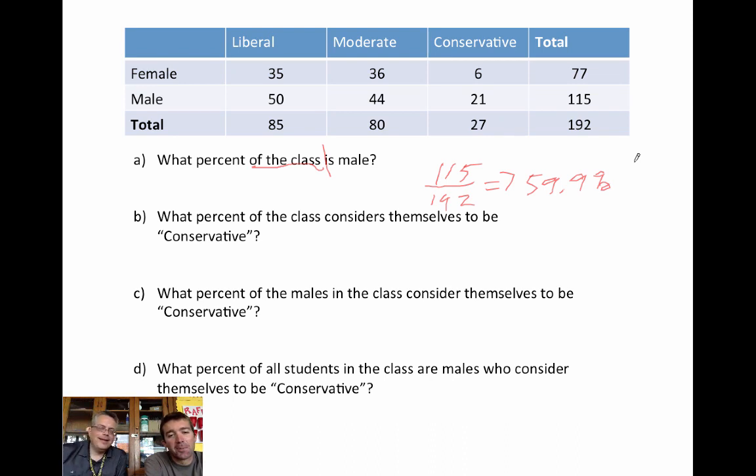Okay. So question B asks us, what percent of the class considers themselves to be conservative? I feel like an English teacher here, doing this underlining and sentence structures. Of the class. So again, out of 192, Mr. Lewis. Looks like the conservatives, there were 27 of them, looking down the column of conservative. Okay, and that's 14.1%.